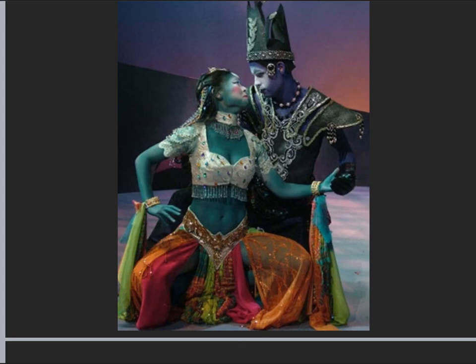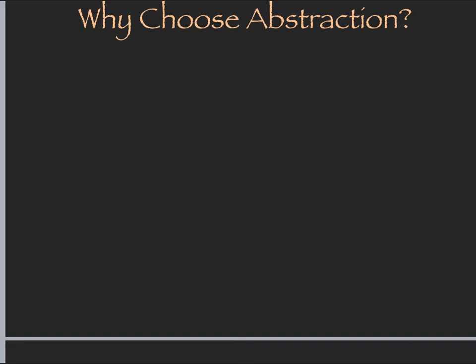So you can see with each of these examples from A Midsummer Night's Dream, they have played with different levels of abstraction, different levels of realism, and very different takes on what it means to be a fairy and what it means to be a forest. So why don't we just go for realism all the time? Why do we ever choose abstraction?